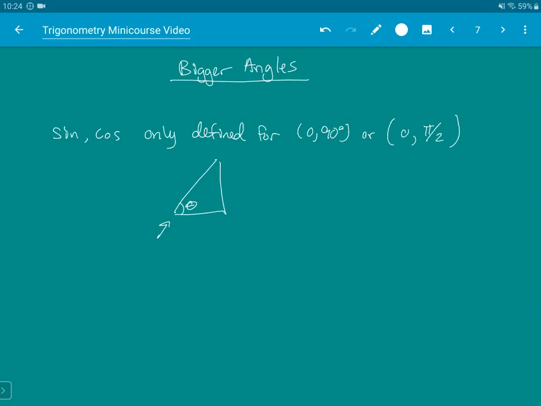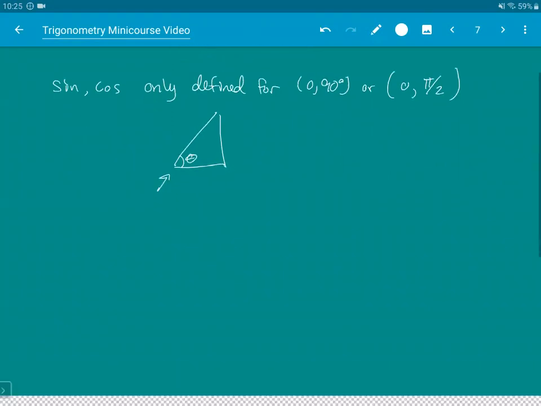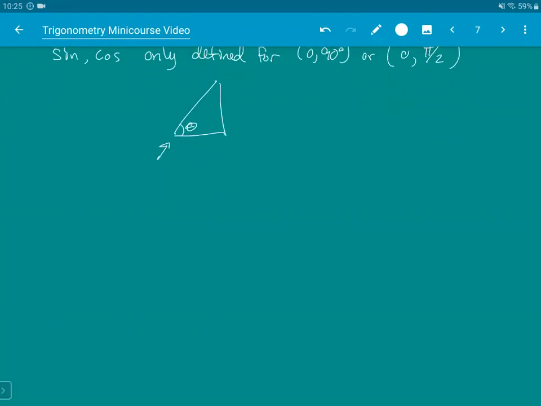But what would we do if we wanted to define it for higher angles? For example, any real value. Well, the answer to that lies in rethinking the meaning of sine and cosine. So we're going to give a totally different definition of sine and cosine now, that is independent of the original definition.